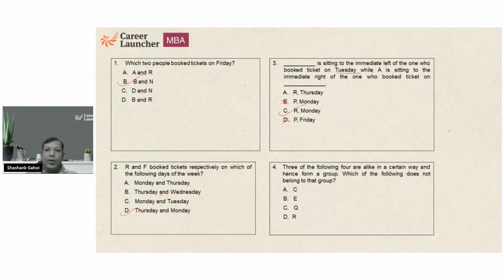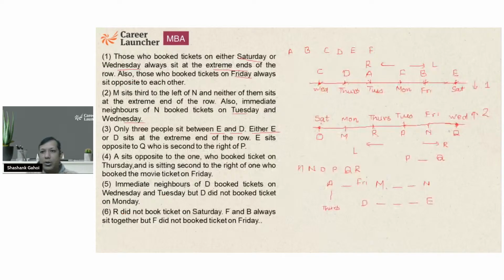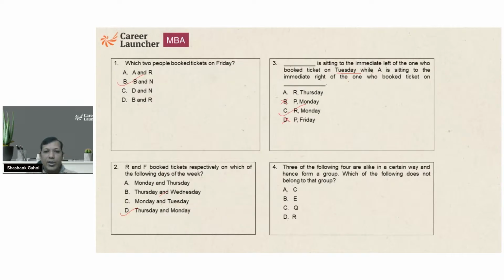Three of the following four are alike in a certain way, hence form a group; which one does not belong to that group? So basically C, E, Q, R. So C is corner, E is corner, Q is corner, and R is not corner. So which one is the odd one out? That is going to be option D.